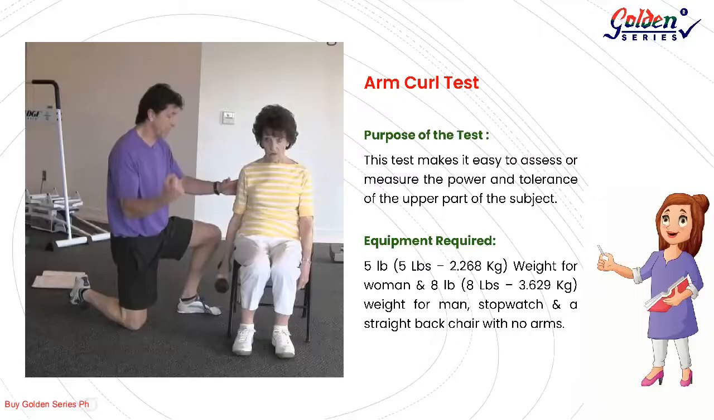Arm curl test. Purpose of the test. This test makes it easy to assess or measure the strength and endurance of the upper part of the body of the subject. Equipment required: 5.